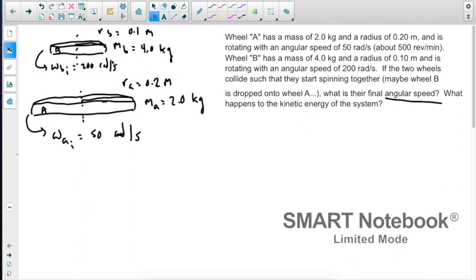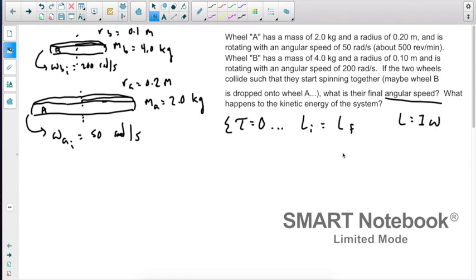So I know if this is my system, there's no net external torque acting. And if that's true, I can say that the initial angular momentum has got to equal the final angular momentum. What perspective am I going to take? Remember, with angular momentum, we have two different perspectives, translational versus rotational. Well, these are extended bodies that are actually rotating, so I'm going to use the rotational version, right? So remember that rotational angular momentum is I times omega.